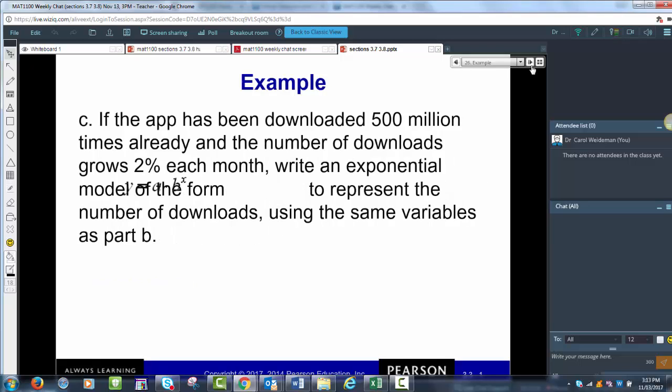Now let's take a look at whether it was exponential. Let's say we started with 500 million at the beginning, and then it was growing 2% each month. Write the exponential model, y equals a times b to the x, to represent the number of downloads using the same variables. So in this case, we started at 500. It's increasing 2% each month, so the multiplier here is 1.02, and then it's raised to the m power, which is the number of months.